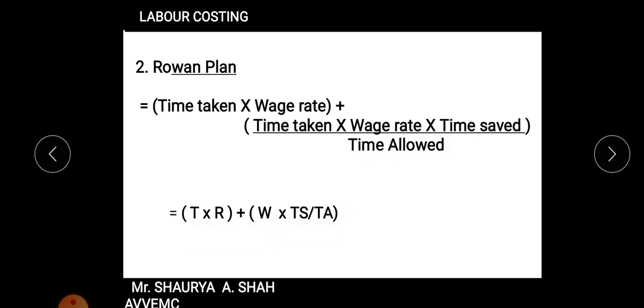So in short, TR plus W into TS upon TA, right? So TR plus W into TS upon TA, that is in short your Rowan plan, right? Again, the explanation is not much elaborated. You just need to remember the formulas and you can solve the sum, students, right? You will be given all these things in your question. You just have to fill in the blanks. Fine. So I suppose you all are clear with these two plans.